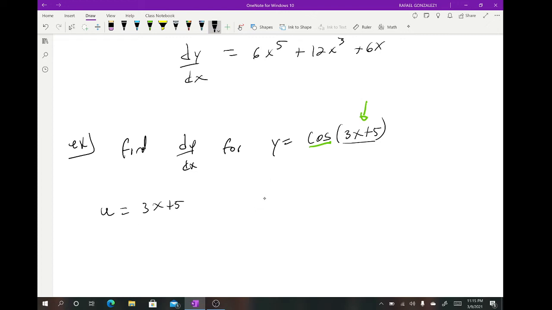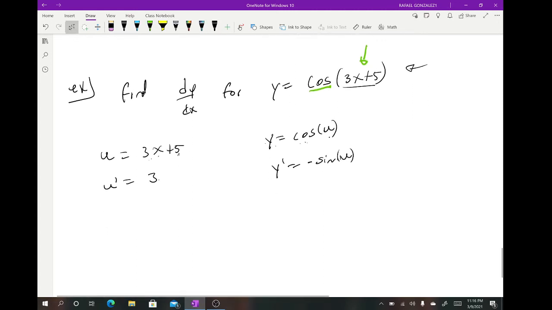The outer function, y, is going to be equal to cosine of u. Notice that I do not know how to take the derivative simply of cosine of 3x plus 5. I need to use the chain rule for that. But for y equals cosine of u, we actually do know what the derivative of this is, because we covered this a couple of weeks ago. The derivative of cosine of u is negative sine of u. It's the same thing as the derivative of cosine of x. Now, the derivative of u is going to be equal to 3, because the derivative of 3x is 3, and the derivative of 5 is 0.